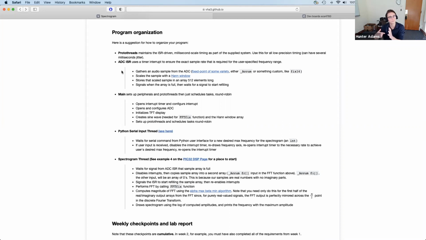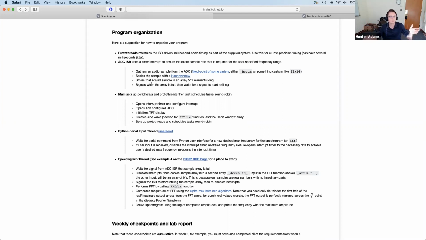The speed with which you sample is connected with the maximum frequency that you can resolve on the spectrogram. So that will change as you move the slider. But in any case, you'll have some timer configured to interrupt. And when you interrupt in that timer, you will gather an audio sample from the analog to digital converter. You'll scale that sample with the Hahn windowing function. And you'll do that 512 times, storing 512 audio samples.